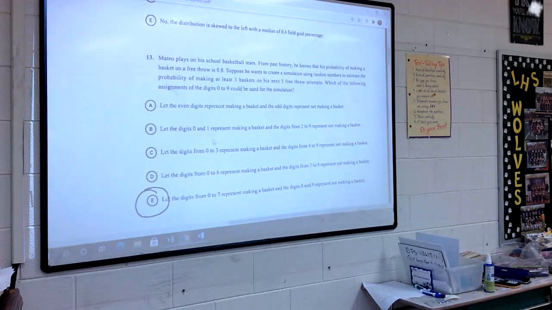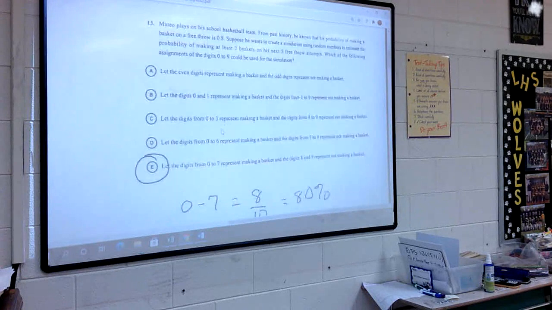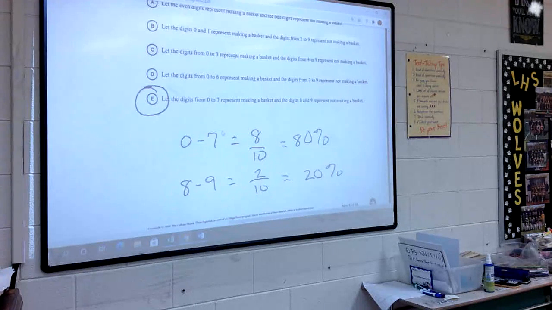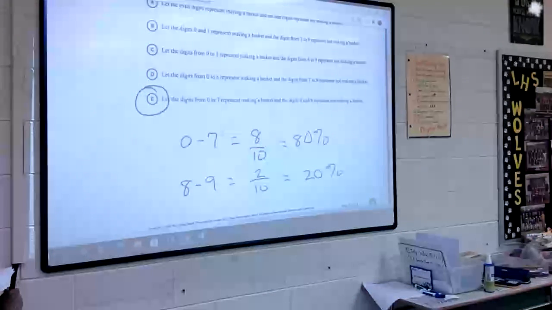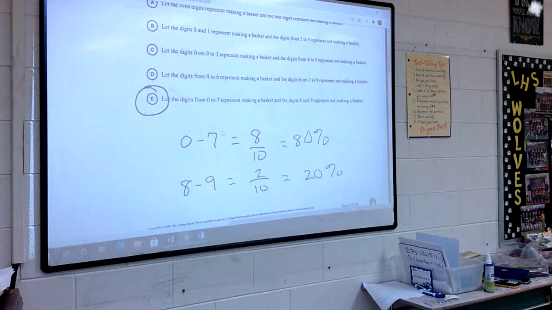So the best way to simulate this would be to let the digits 0 to 7 be him making a basket, because there's 8 out of 10 of those in one-digit numbers. So that would be an 80% chance he makes a basket. And let the digits 8 and 9 represent him not making a basket, because there's 2 out of 10 of those, which would be a 20% chance of him not making a basket.